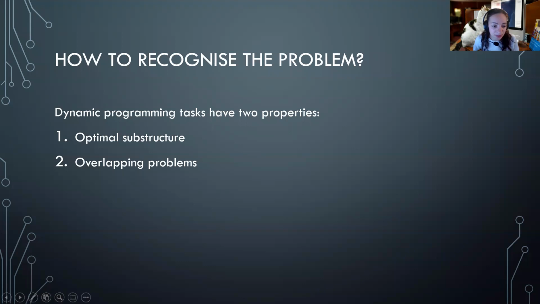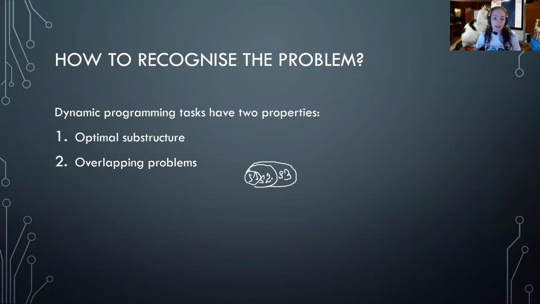I'm going to use this adorable thing, and I would say that optimal substructure means that you have some set of data, set one, and on the next step, you have a set of data, set two, that depends on the first set, and so on. That's what I'm trying to call optimal substructure.